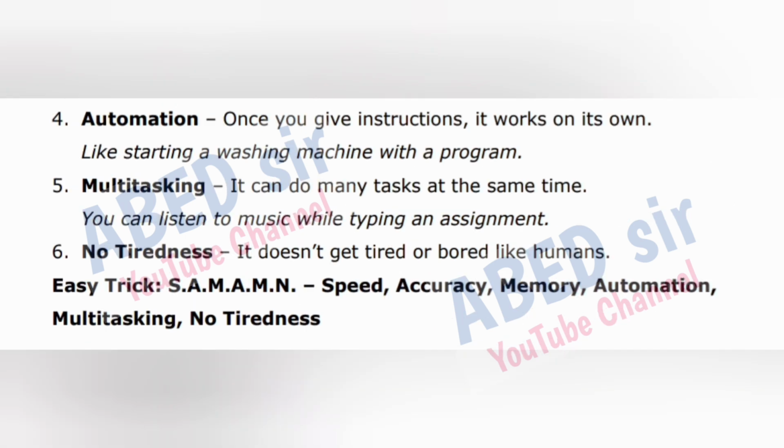4. Automation, once you give instructions, it works on its own, like starting a washing machine with a program. 5. Multitasking, it can do many tasks at the same time. You can listen to music while typing an assignment. 6. No tiredness, it doesn't get tired or bored like humans. Easy trick: SAMMAN. Speed, accuracy, memory, automation, multitasking, no tiredness.